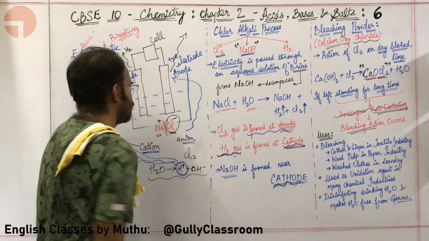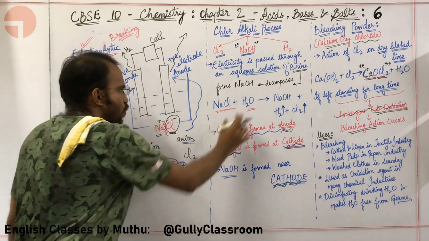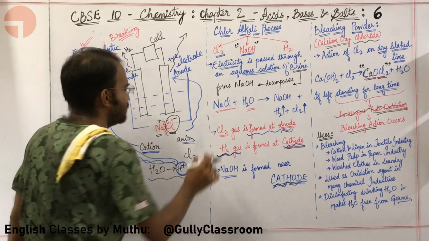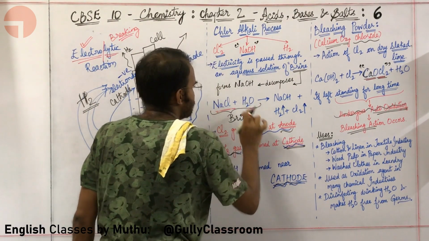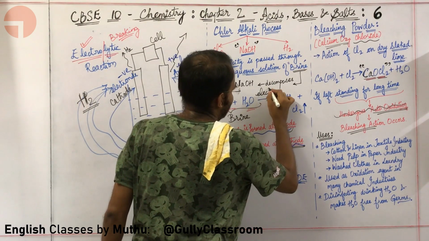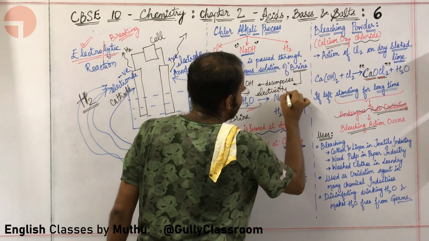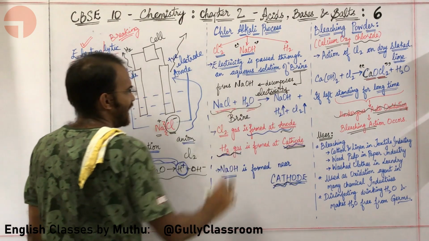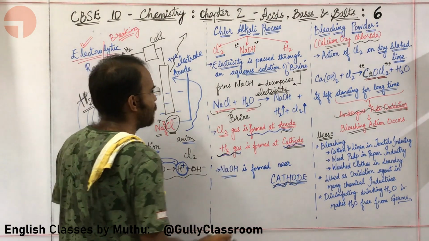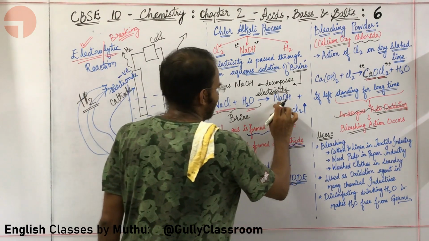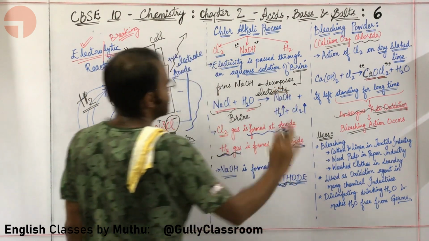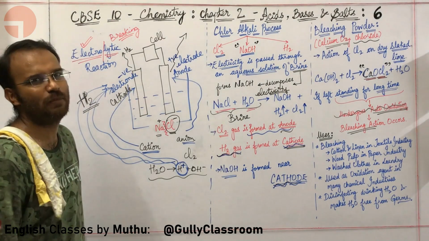Let us look at this reaction. NaCl plus water, which is in fact brine, I can simply call this thick brine. You are putting electricity here. When you are putting electricity here, what is happening? You are getting NaOH plus H2 plus Cl2. Are you comfortable with this?